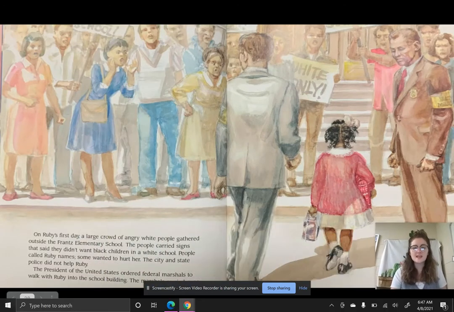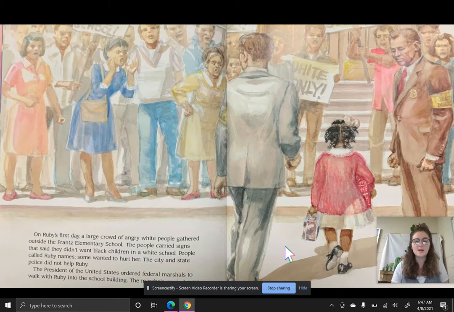On Ruby's first day, a large crowd of angry white people gathered outside the Frantz Elementary School. The people carried signs that said they didn't want Black children in a white school. People called Ruby names. Some wanted to hurt her. The city and state police did not help Ruby. The President of the United States ordered federal marshals to walk with Ruby into the school building. The marshals carried guns.